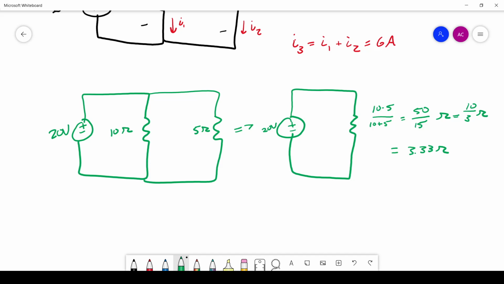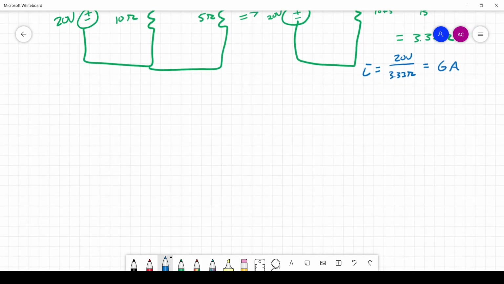We know the voltage across it is 20 volts. We can calculate the current. So I'm going to use the blue here. The current, I, is going to be equal to the voltage, 20 volts, divided by the resistance, 3.33 ohms, which, voila, is 6 amps.